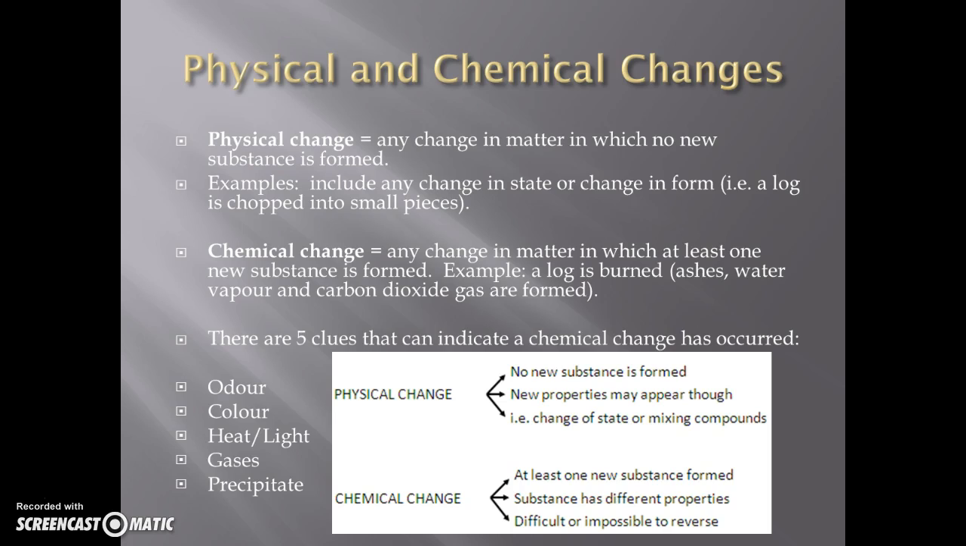And five clues that indicate that are: an odor is produced, you're seeing a color change, you're getting heat or light, a gas is produced, so whether that's with bubbles or smoke, you're getting that indication that a gas is being produced, or a precipitate. So remember, a precipitate is when you combine two liquids and you get a solid forming.